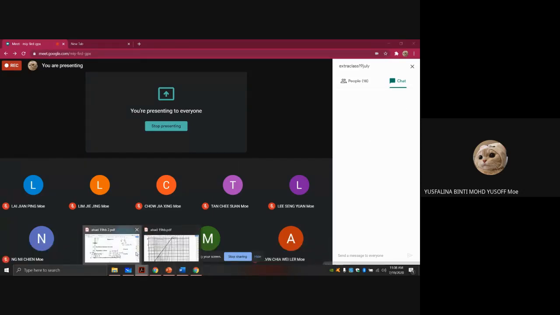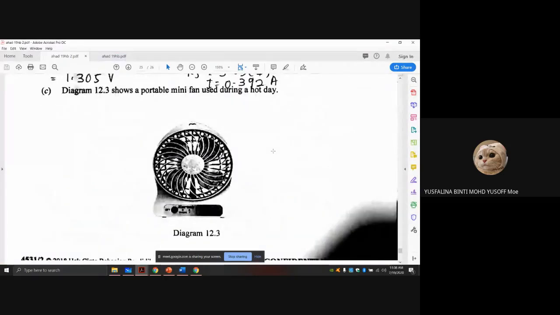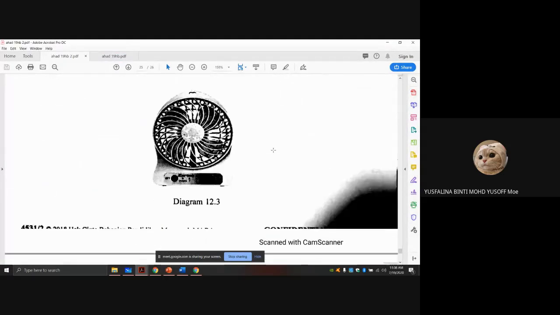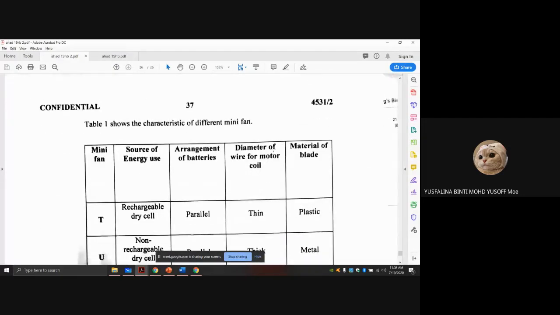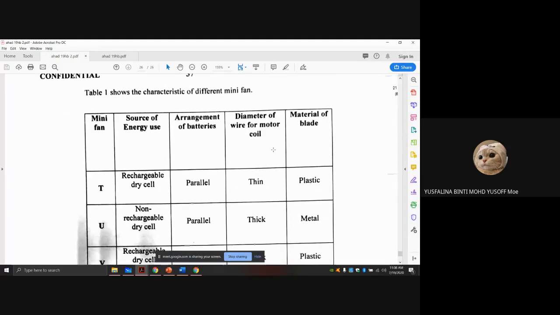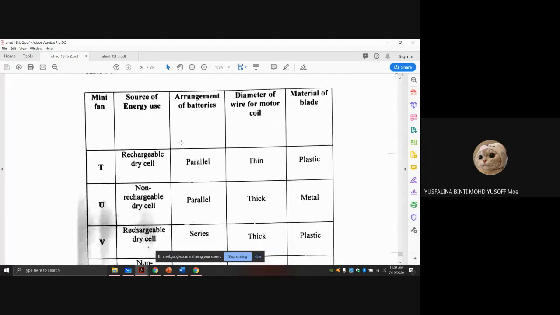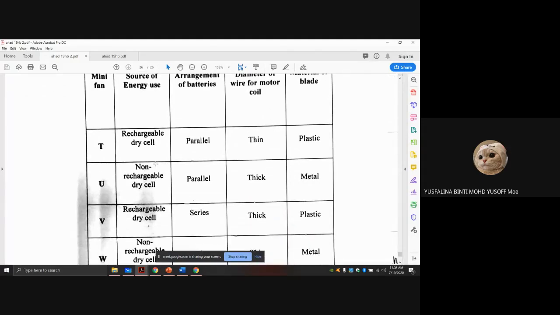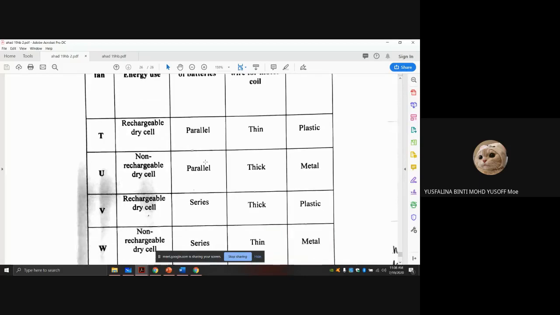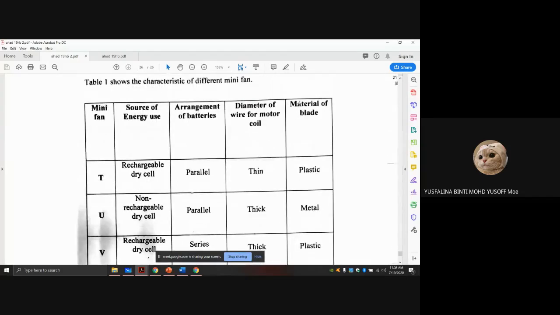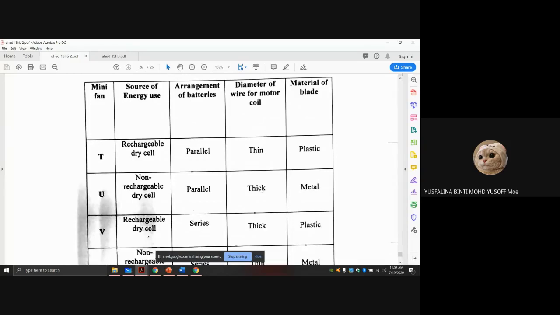Okay, the next one. This one is a portable mini fan used during a hot day. This is the characteristic of different mini fans. The first one, source of energy used: whether you want to use the rechargeable dry cell or non-rechargeable dry cell. Then the arrangement of the batteries, whether it's parallel or series. Then the diameter of wire, whether it's thin or thick. And then the material of the blade, plastic or metal.